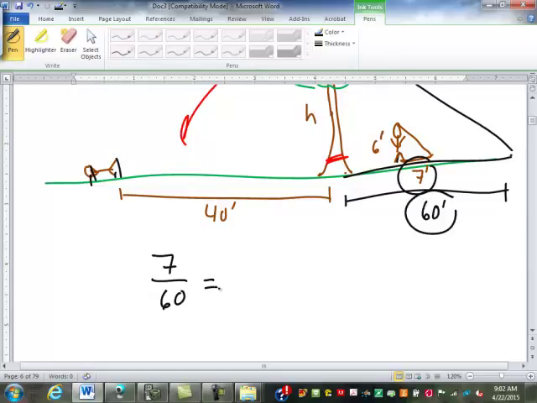Why? Over here, my height is 6 feet. Does that go on top or bottom? Top. Why? Because your shadow. Yeah, because the 7 is my shadow, the 6 is my height. They have to go together. So below that is going to be the height of the tree, H.